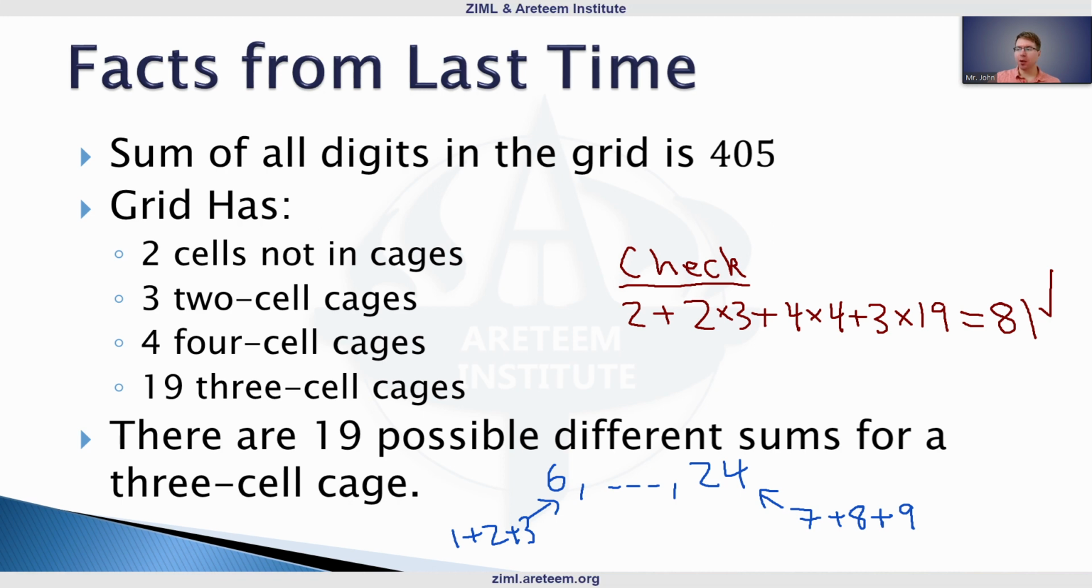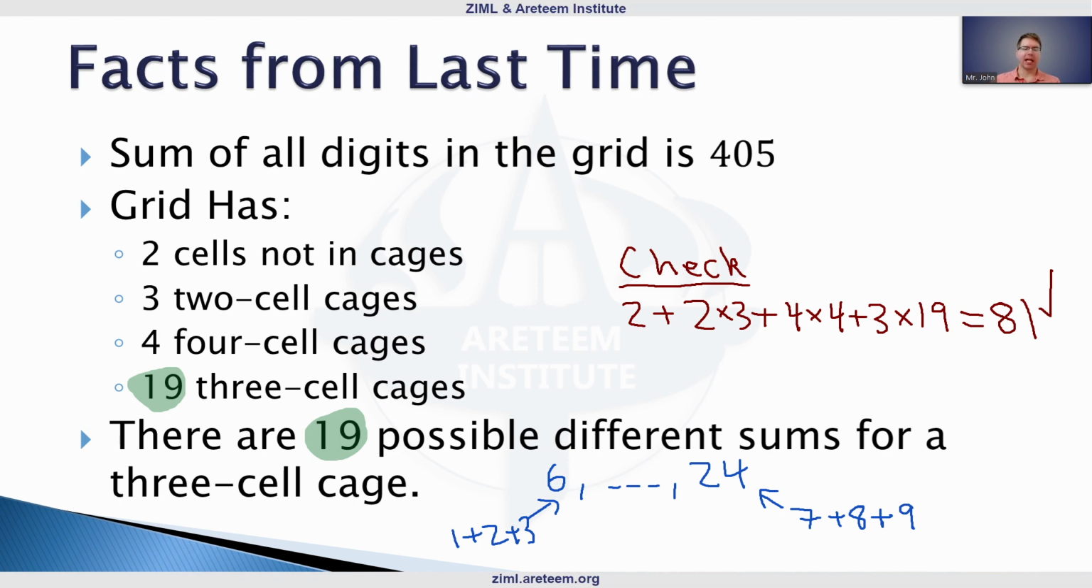And here some alarm bells should be going off, right? When you solve a question, look for these seeming coincidences. Those coincidences often aren't coincidences and are key to solving the question. We have 19 possible sums. There are 19 3-cell cages, meaning that every single one of those cells has a different sum, and we know what they are in some order.